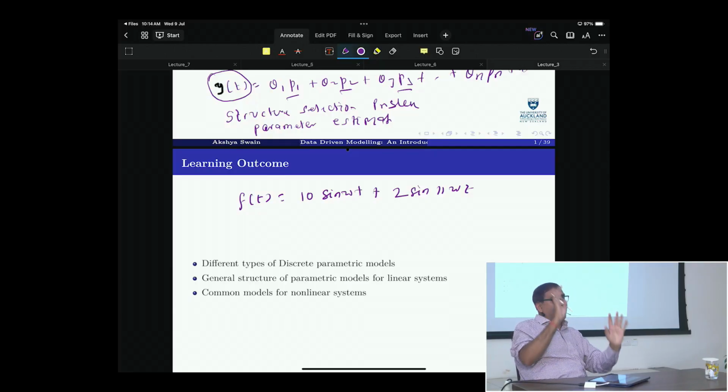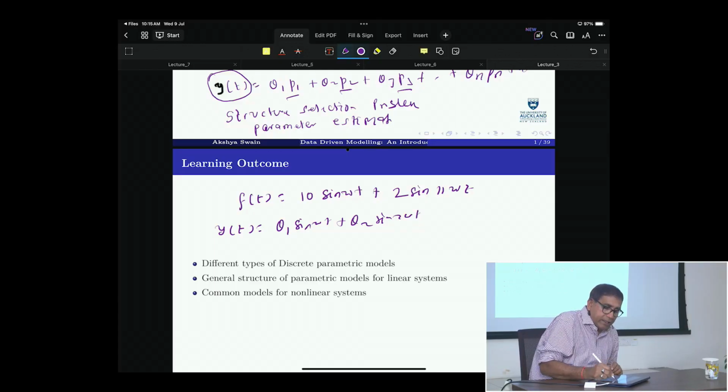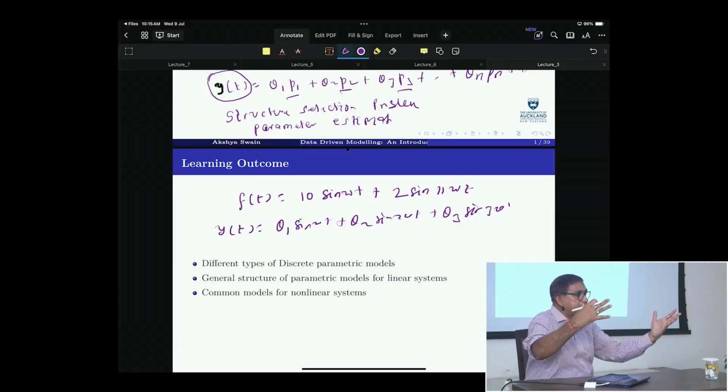Now you fit a Fourier model. I don't tell you which frequency component is present. I give you this data, you fit a model, and the model will be approached as a Fourier series. So what will you do? You will use a model of this form: theta 1 sine omega t plus theta 2 sine 2 omega t plus theta 3 sine 3 omega t, right? Because I have told you that it is a Fourier series.